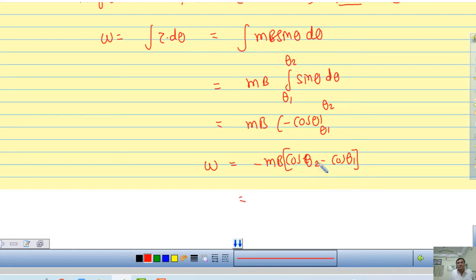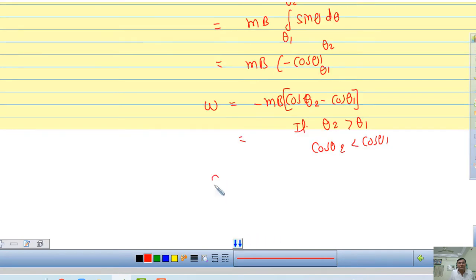So theta 1 is the smaller value and theta 2 is the larger value. So this is smaller than this one. If theta 2 is greater than theta 1, then what will happen? Cos theta 2 will be less than cos theta 1. So this is negative. If this is negative, then the work is positive. So W will be greater than 0.